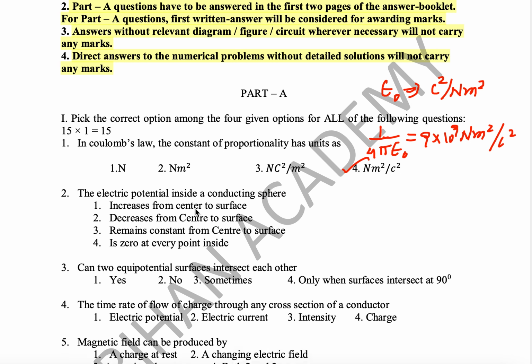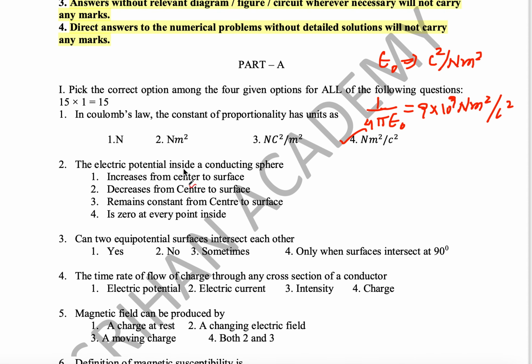Next, coming to the second question: the electric potential inside a conducting sphere. Inside a conducting sphere, the electric potential remains constant, and that is equal to the potential on the surface. That means the third option is correct: remains constant from the center to the surface.